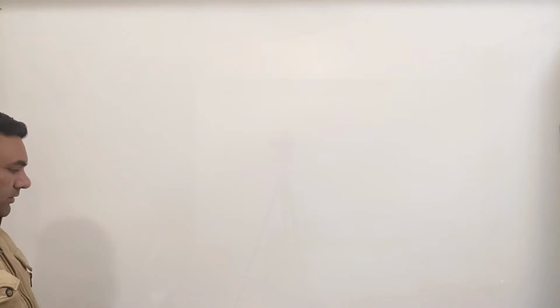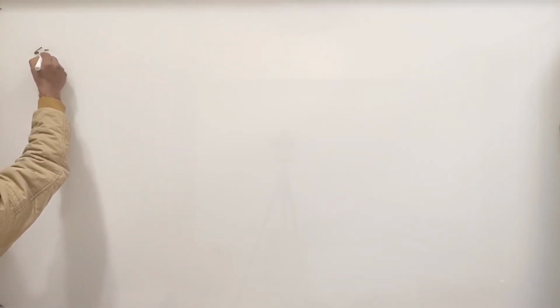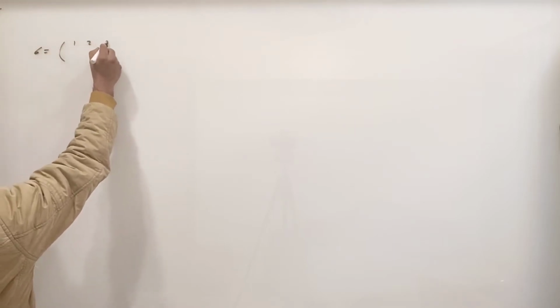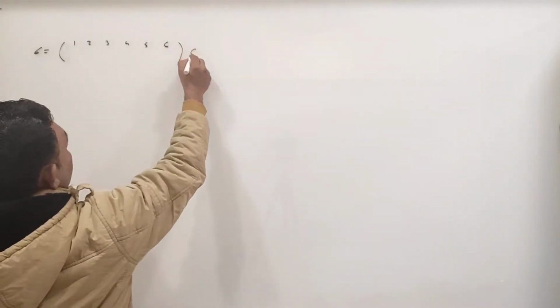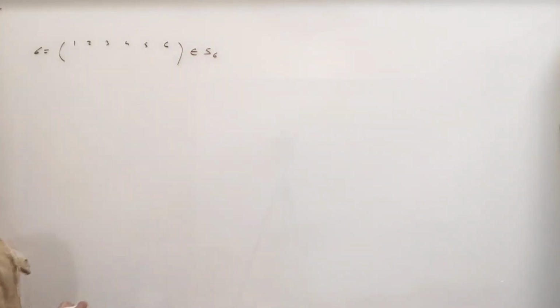So we are in permutation, and at the last we had discussed the definition of a disjoint cycle. So we know what is a cycle. Let us start with an example of a cycle, or let us see whether the given permutation is a cycle or not. Let me consider, let's say, sigma is equal to 1 2 3 4 5 6. So it is an element of S6.